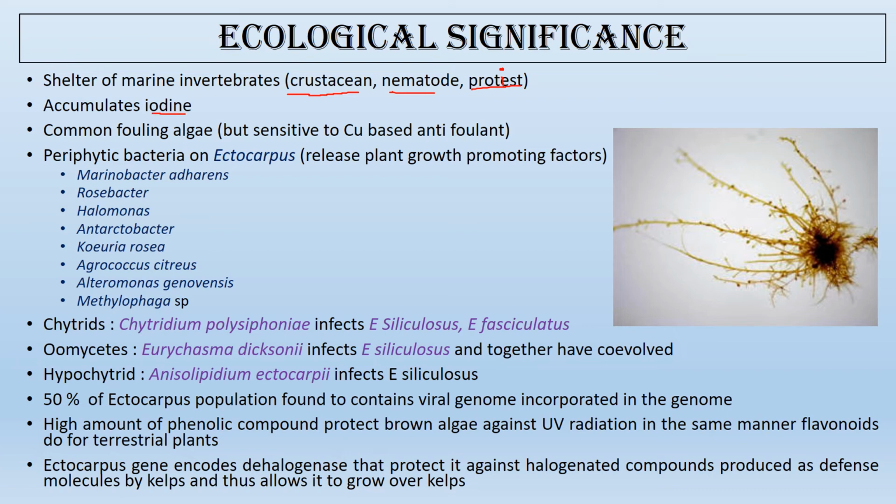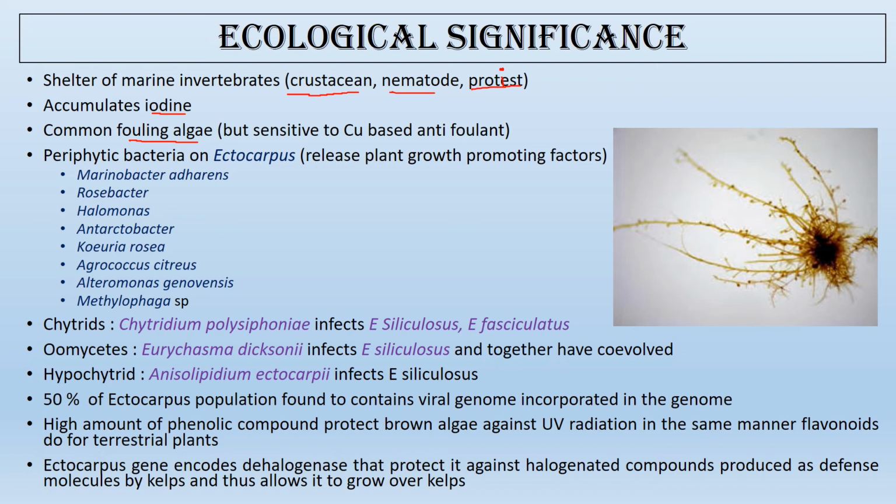of iodine. Earlier, all the brown algae were a good source of iodine, and so it is one of the accumulators of iodine, which is of economic importance for human beings. It also causes much economic loss to human beings as it is a fouling algae.